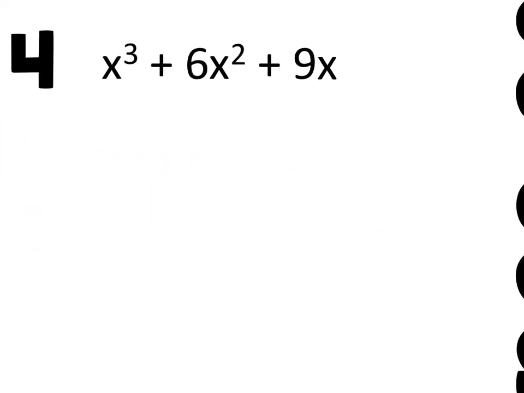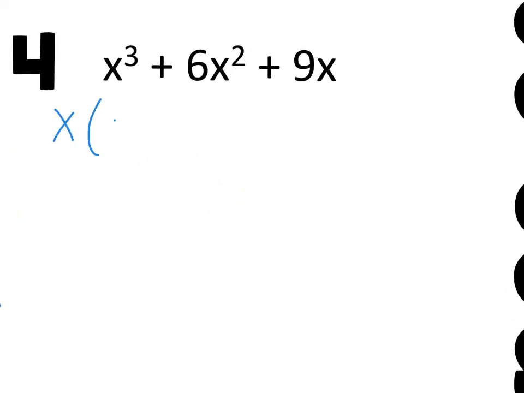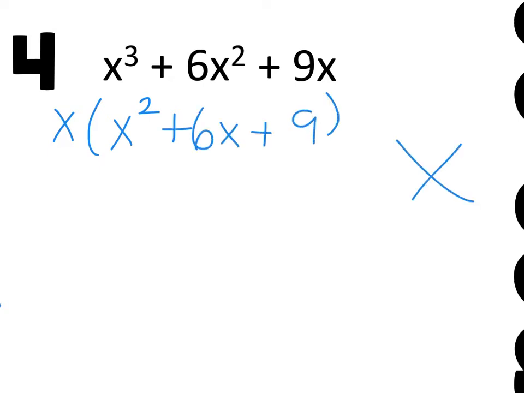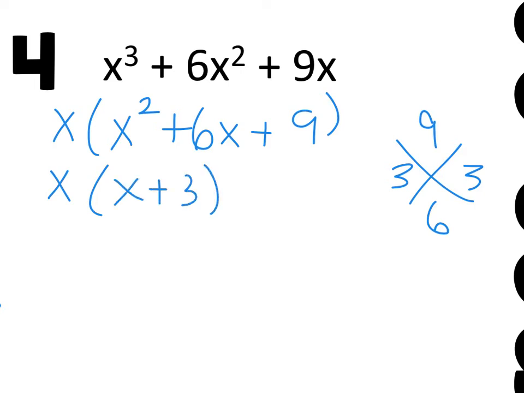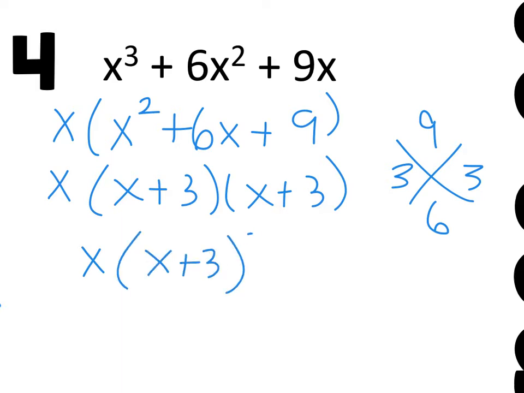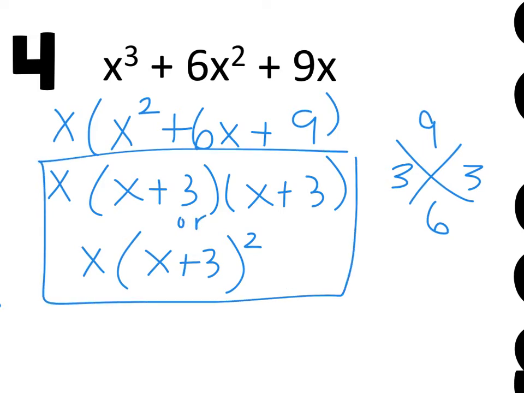Last one in factoring, we're going to take out the x. We're going to be left with x squared plus 6x plus 9. So we're looking for what multiplies to 9 that adds to 6. 3 and 3. So this is x plus 3, x plus 3. Or you could just say x plus 3 squared. Either one of those is a good way to write the answer.